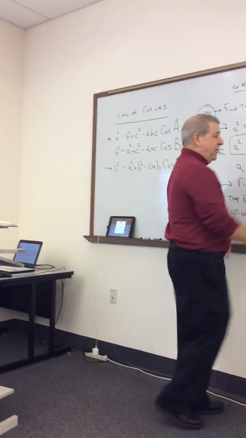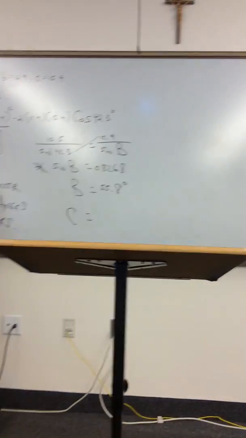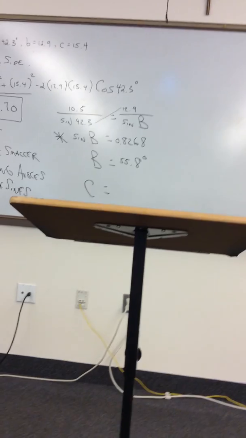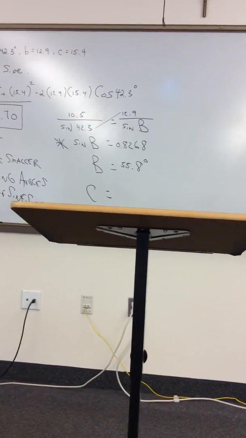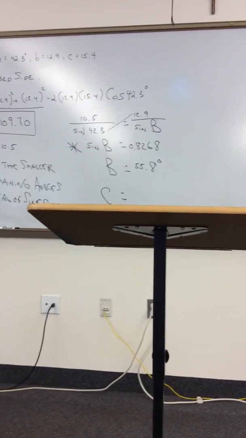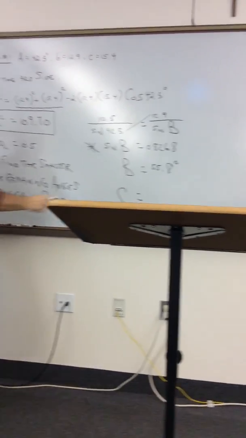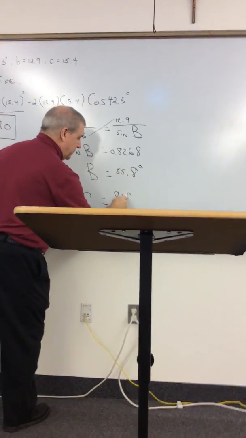There's A, there's B. So just take 180, subtract 42.3, subtract 55.8. What is it? Howard. 81.9. All right, now let's recap.